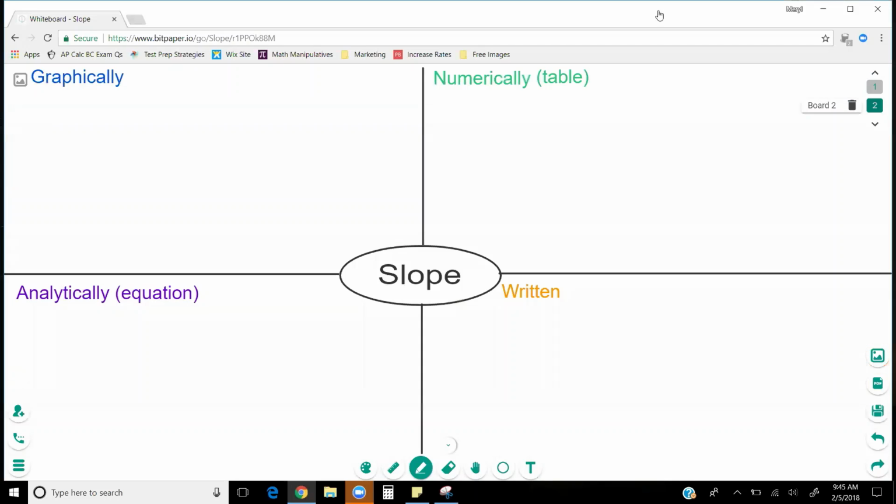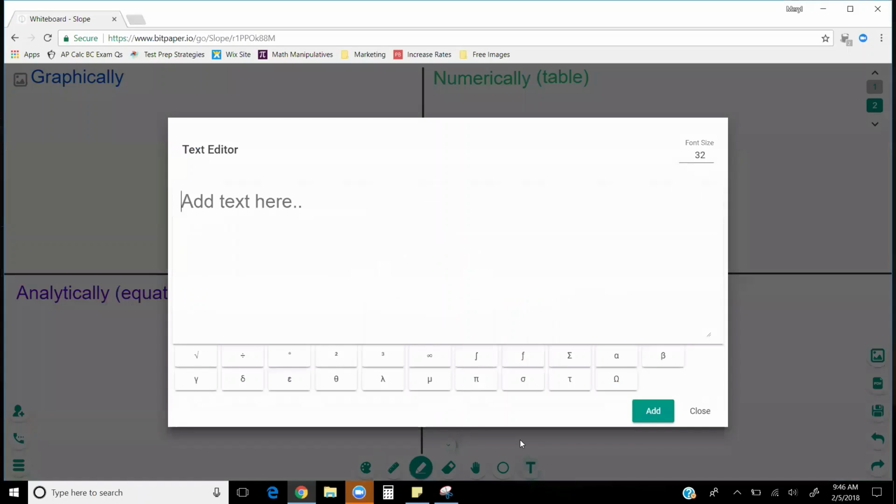So what I want to talk about today is slope, and I'm going to look at it from 4 different viewpoints, and that's how I approach every problem in algebra tutoring. The first thing, I'm going to start in the bottom right corner. So what is slope? Well, I'm going to show you some of the tools for online tutoring that is awesome with this bit paper.